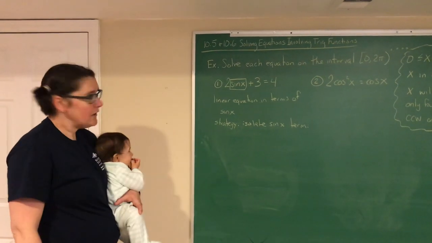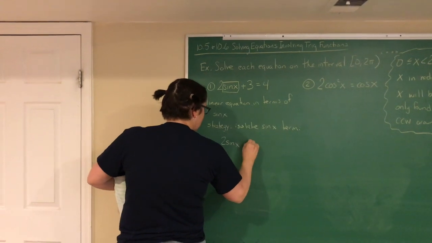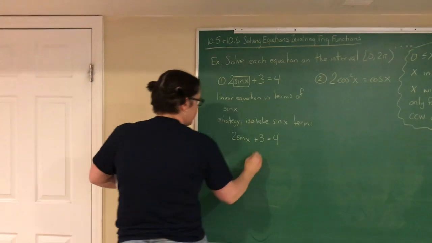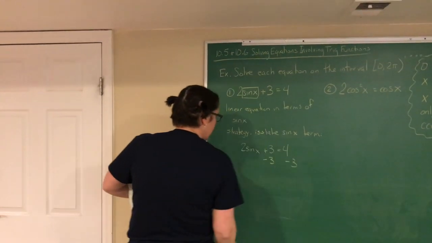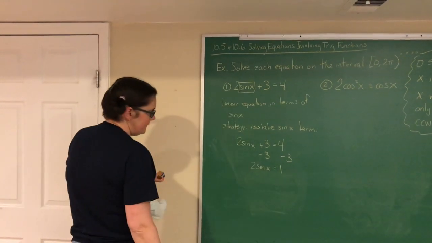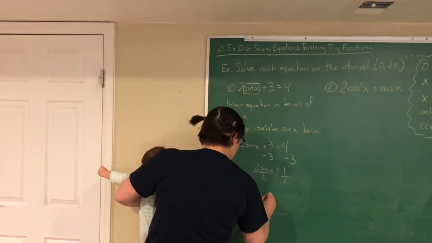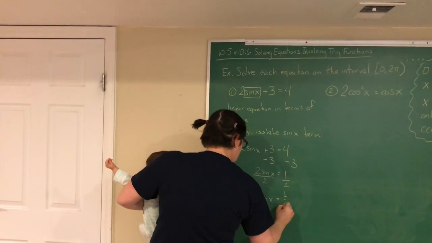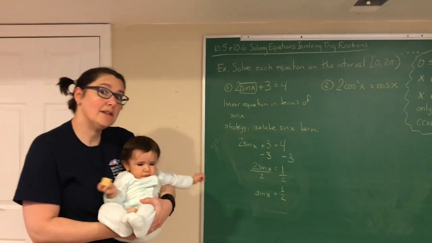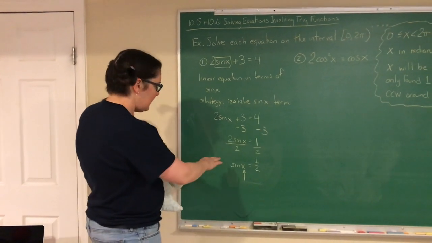Okay, so we can do that looking at 2 times sine of x plus 3 equals 4. To get sine of x by itself, I'll subtract 3 from both sides. So I'll have 2 times sine of x equals 1. And then I can divide both sides by 2. So I have sine of x is equal to 1/2. Okay, so I have now isolated the trig function. Okay, so we have sine of x equals 1/2.